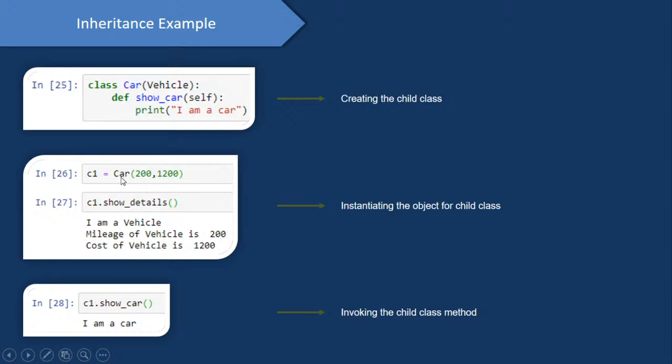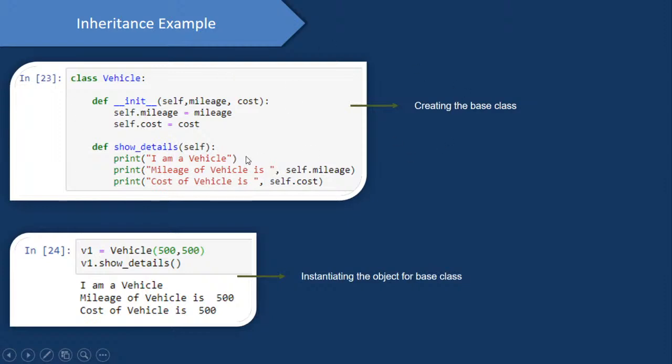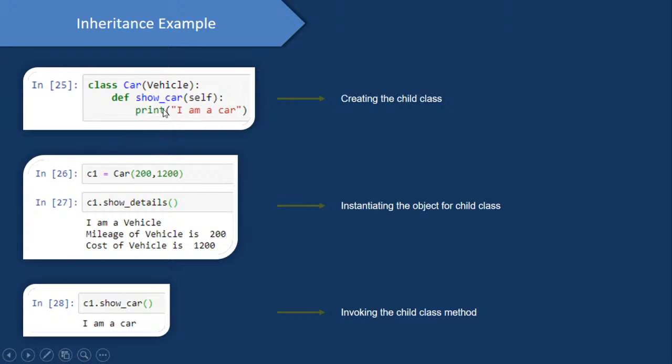Then I'll go ahead and create an object of this car class, and inside this I am passing in the values 200 and 1200. But why am I able to do this? If you notice clearly, I don't have a constructor inside the car class. But even though I don't have a constructor, I'm able to pass in the values of 200 and 1200. How is this possible? That is possible because car is inheriting vehicle. And since car is inheriting vehicle, it would also inherit the methods which are present in the vehicle class, so it now has the init method and also the show details method. Since the car class has inherited the init method, I can pass in the values 200 and 1200. This is how I am assigning the values for mileage and cost.